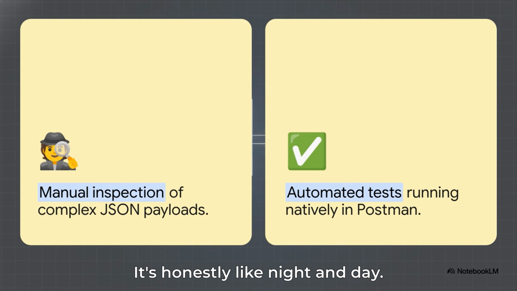It's honestly like night and day. On one side, you have the manual trap, visually scanning line after line of JSON just hoping you spot the missing field. On the other, a clean, automated solution. Tests running right inside Postman's native environment that catch errors instantly. You fire off the request and the script immediately tells you if the data meets your exact contract requirements.